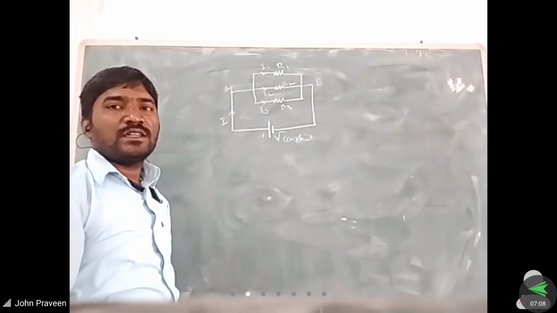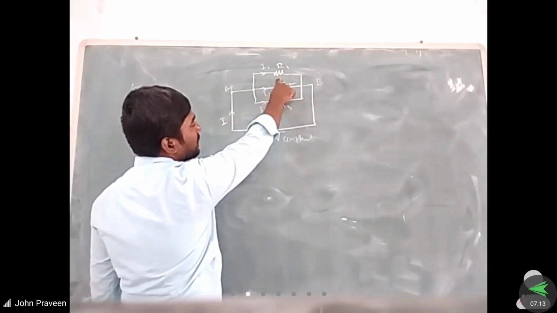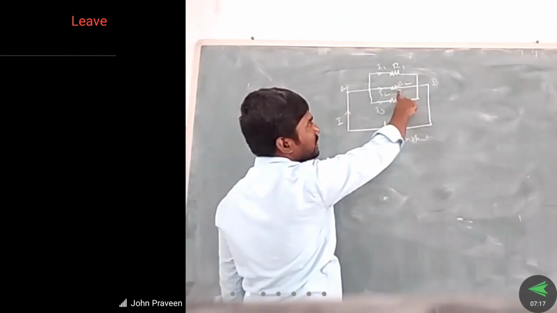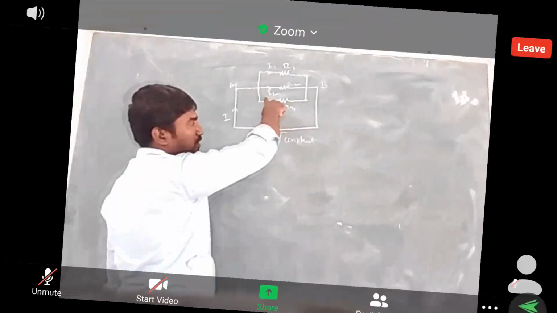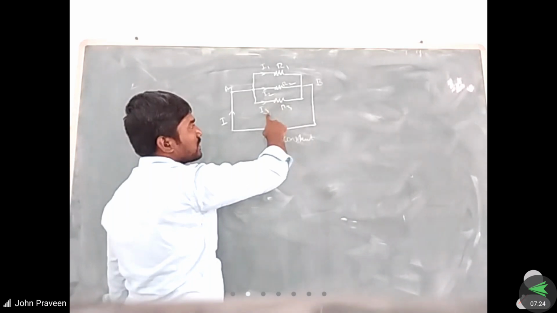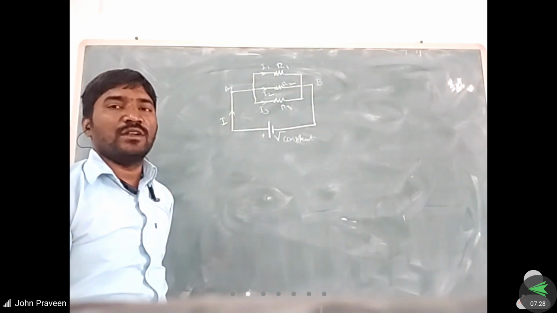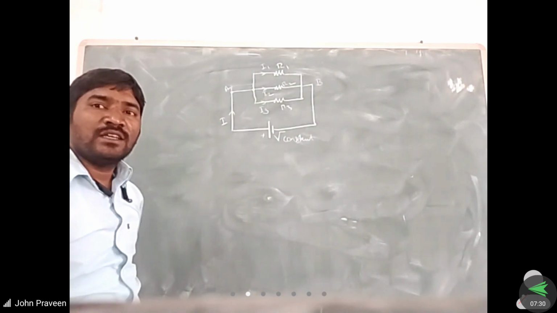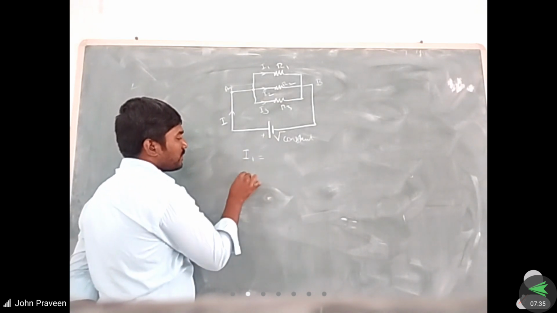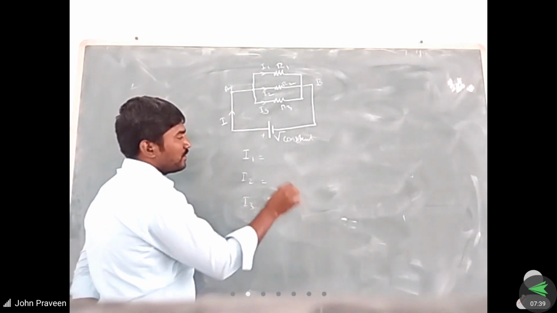The current is divisible. So if you want to find out the voltage across R1, first we determine the I1 value. If you want to find out the voltage across R2, we want to find out the I2 value. If you want the voltage across R3, first we want to find out the I3 value. So whatever variables are available, first we calculate the variables. What are the variables here? I1, I2, I3 are the variables.